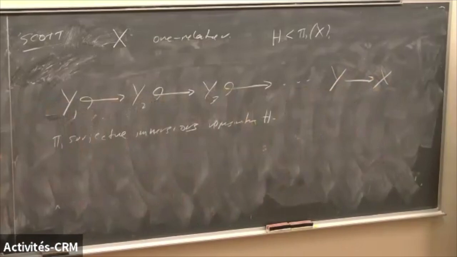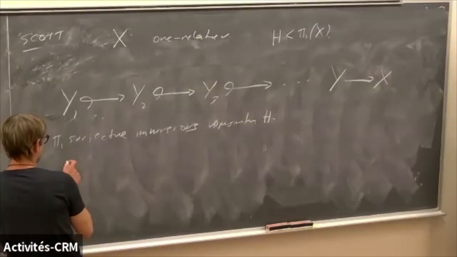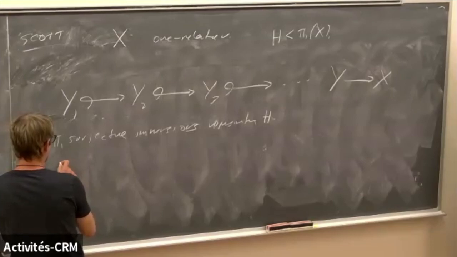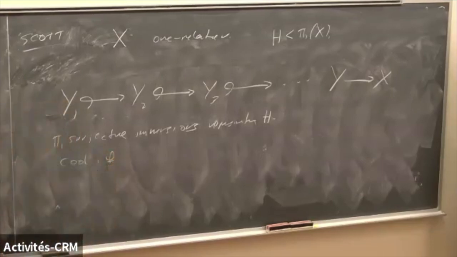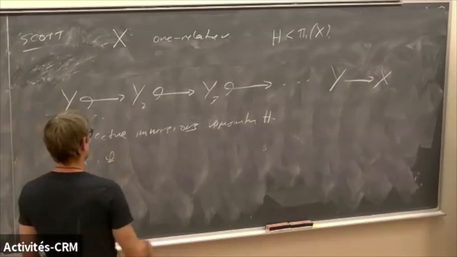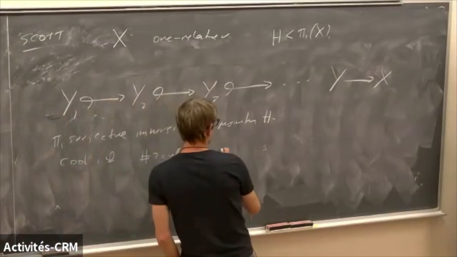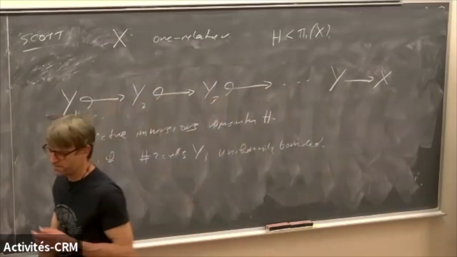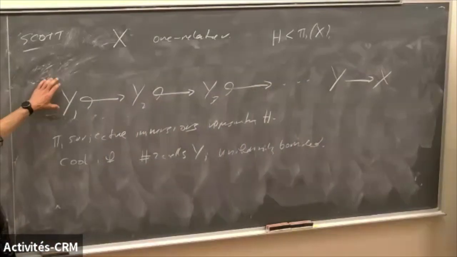So I learned this, like everything, in 2004 from Louder. The master. Okay, so here's our move. What would be super great is if the number of two cells of the Y_i's were uniformly bounded. That'd be great because the pigeonhole principle says two of them will be the same, and then you can stop.